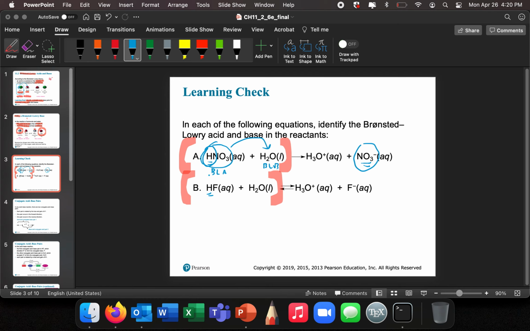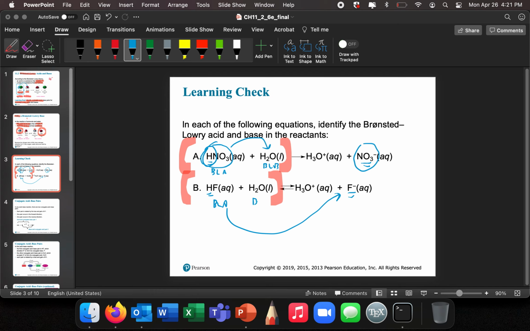So in this case, HF is an acid because it's hydrofluoric acid, right? We learned how to name that in our last section. Hydrofluoric acid, so it's the Bronsted-Lowry acid. Can you see how, after it gets rid of its H plus, it becomes F minus, right? And so that's the Bronsted-Lowry acid.